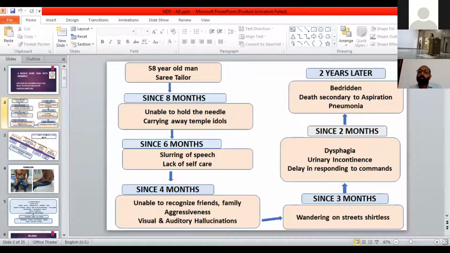So you have put a slide that says he's carrying away temple idols, and he's unable to hold the needle. Why am I talking about this? Carrying away temple idols means that he doesn't have insight, or he doesn't have that social stigma. He doesn't think, I'm going to take that idol and run away, but it's inappropriate to do that.